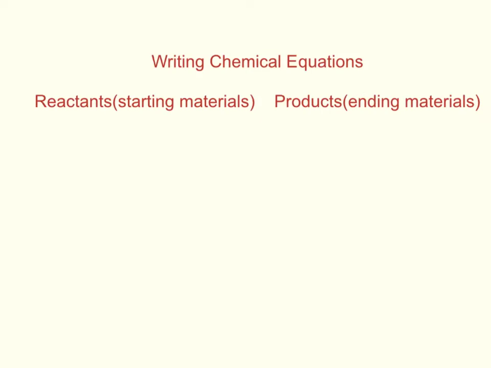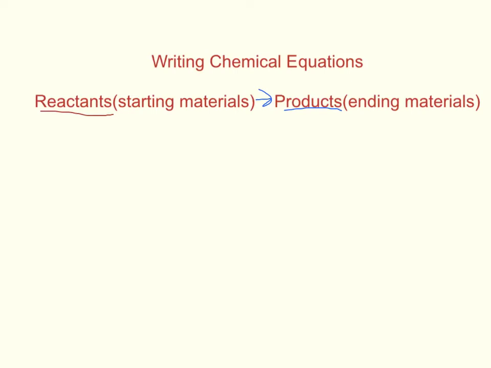We need to start out by figuring out how to write a chemical equation. Now, to write a chemical equation, we need to start with our starting materials, which we call the reactants right here, and our ending materials, which are the products. In between those, you're going to have an arrow, and the arrow is going to be pointing towards the products.